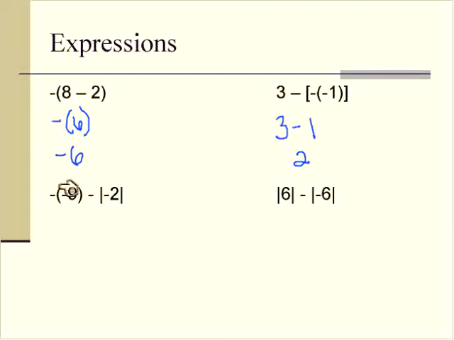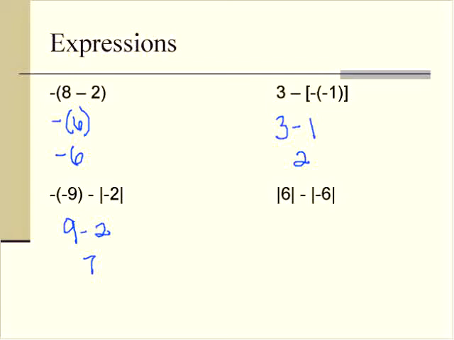Okay. When I look at this one, I'm going to simplify the signs here. And then I'm going to simplify this absolute value. And then I'm going to do the subtraction. So the opposite of negative 9 is a positive 9. The absolute value of negative 2 is a positive 2, and then I'm going to subtract 9 minus 2 for 7.